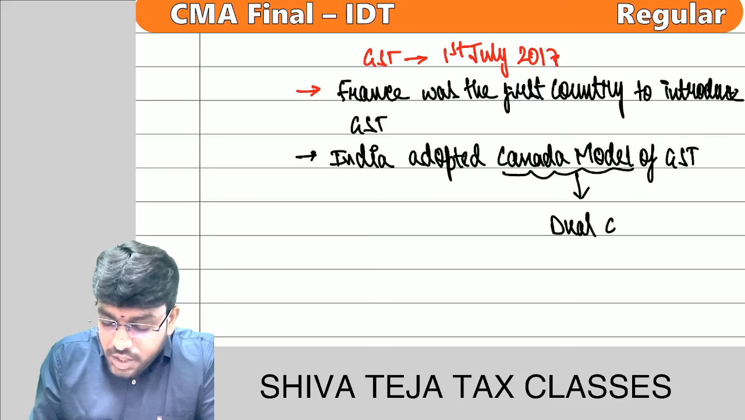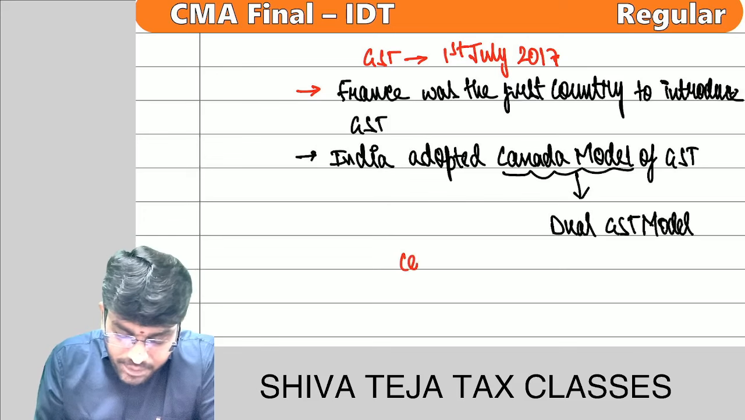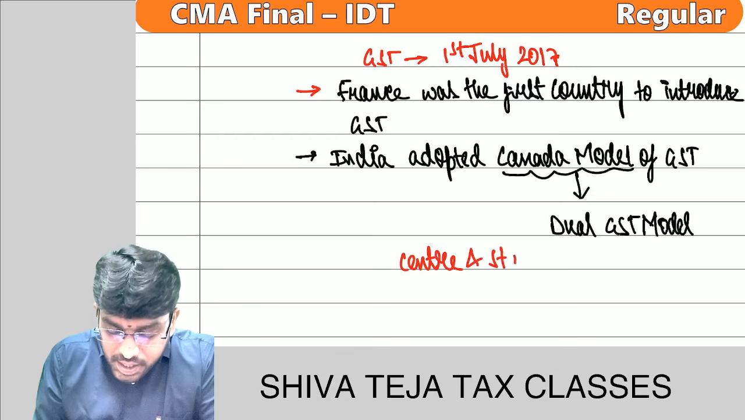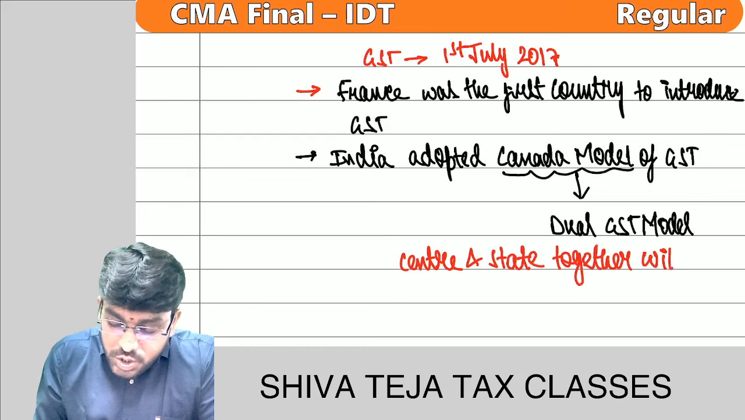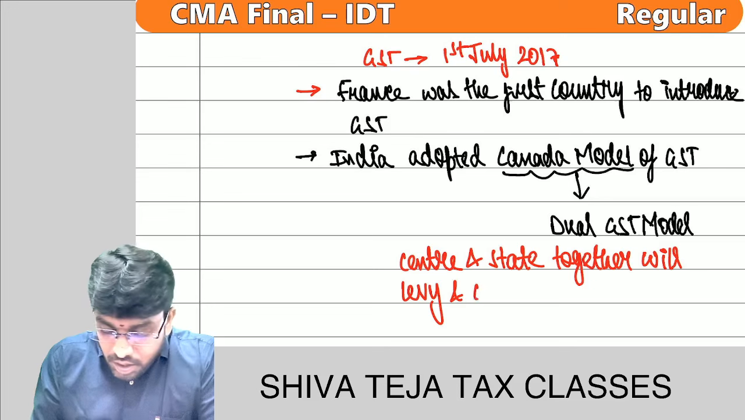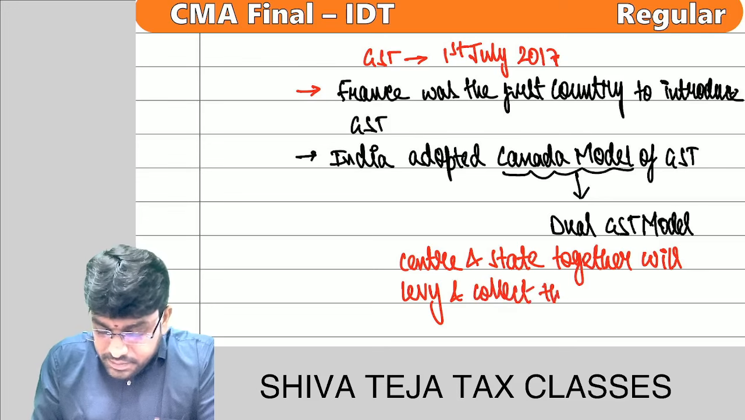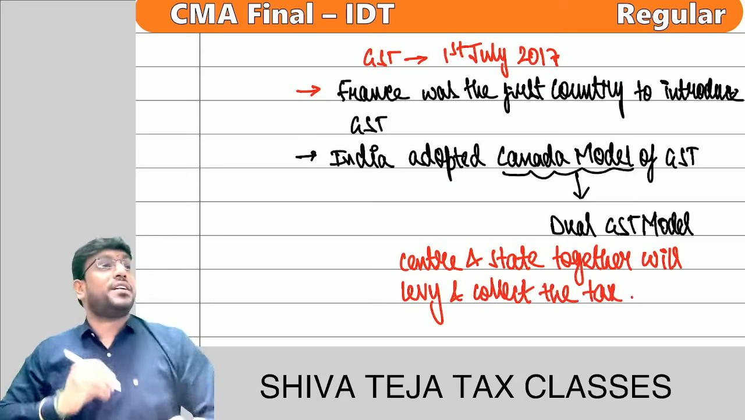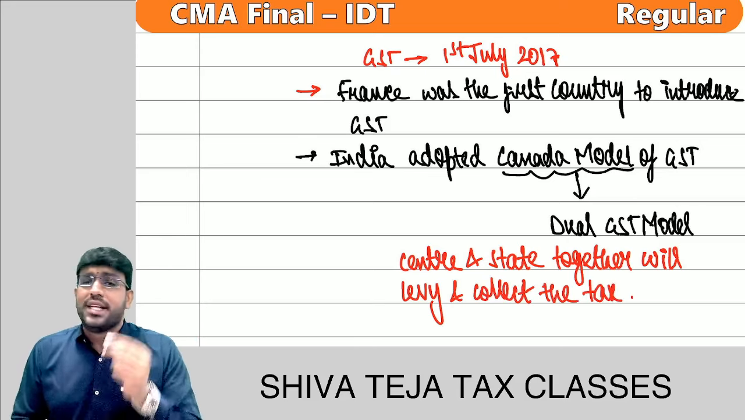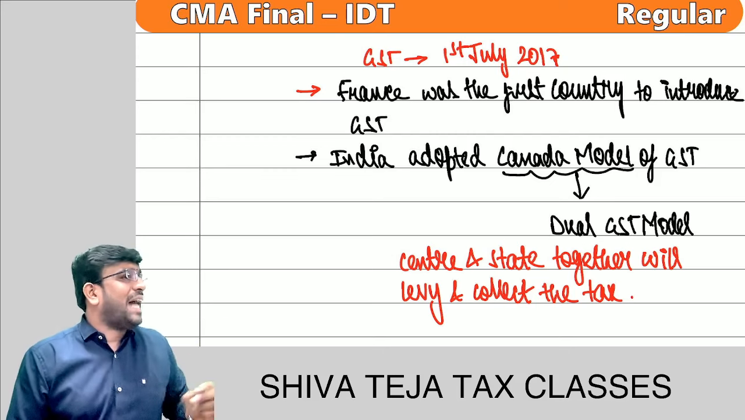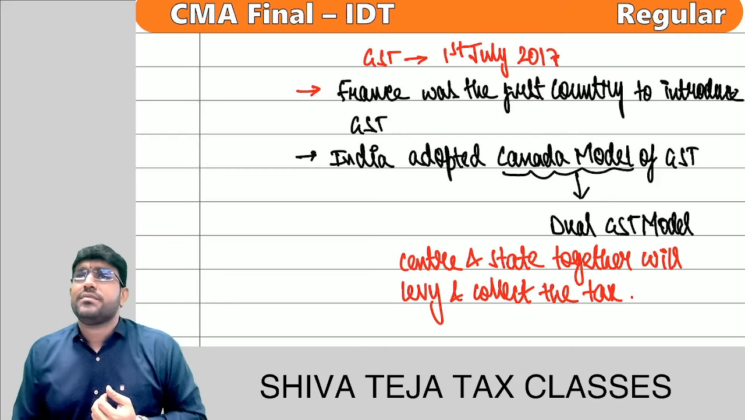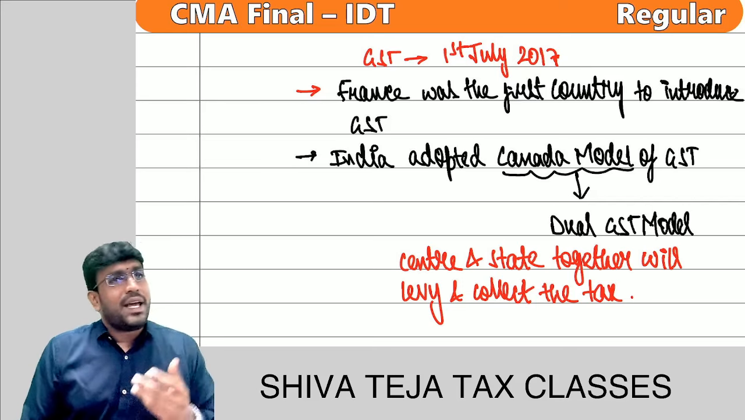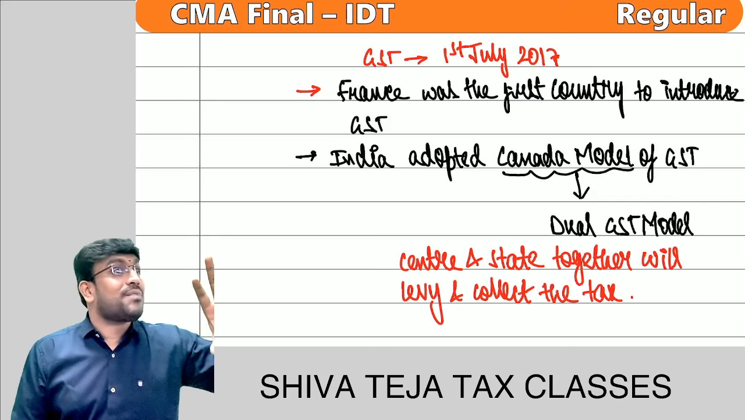What do you mean by the Canada model of GST? Technically, this is called a dual GST model. And what is the meaning of dual GST? Dual GST is a case where center and state together will levy and collect the tax. Correct, right? Friends, let me tell you, prior to GST, there were some taxes which were levied by the center alone, and some taxes which were levied by the state alone. Example, income tax: who is levying, who is collecting? Exactly.